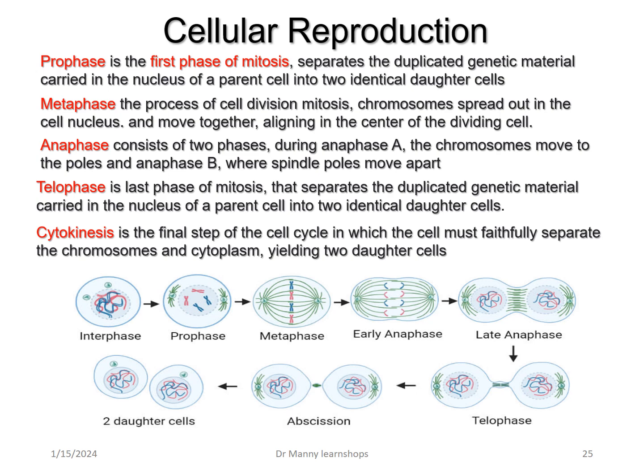In anaphase, there are 2 phases. In anaphase A, the chromosomes move to the poles, and in anaphase B, the spindle poles move apart. The next phase is telophase, the last phase of mitosis, and it separates the duplicated genetic material carried in the nucleus of a parent cell into 2 individual identical daughter cells. And then the final step is cytokinesis of the cell cycle, in which the cell must faithfully separate the chromosomes and cytoplasm into 2 daughter cells.